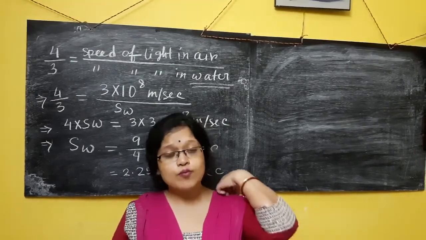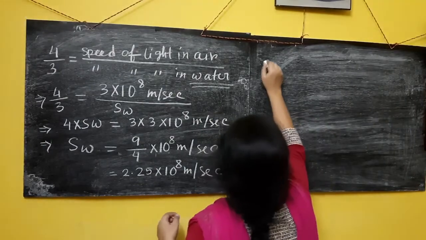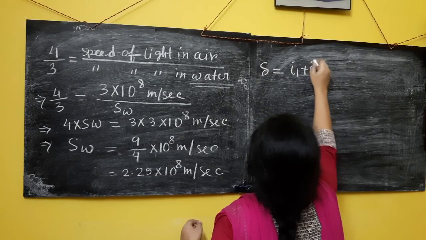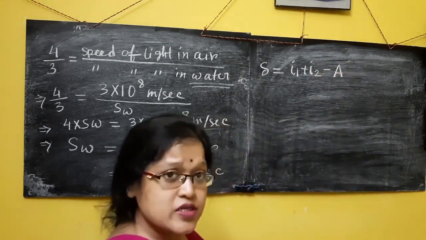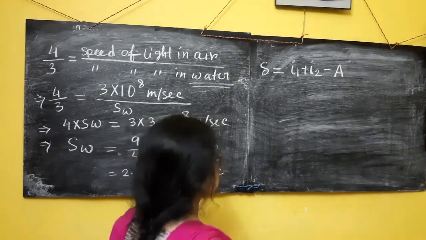We know from the prism that the angle of deviation delta equals, what was the formula? Delta equals I1 plus I2 minus A. A is what? Angle of prism. Now as it is a revision class, I am giving you the recapitulation.